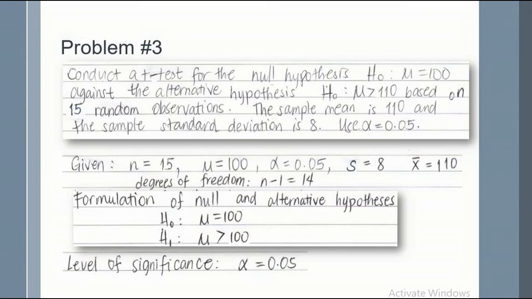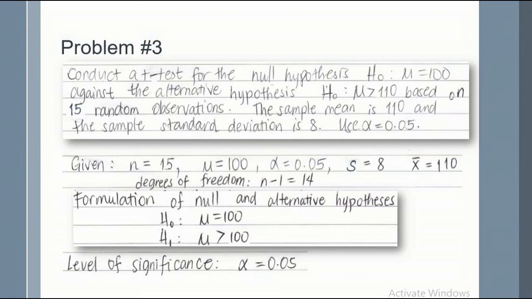Problem number 3. Conduct a t-test for the null hypothesis H0: mu is equal to 100 against the alternative hypothesis H1: mu is greater than 100, based on 15 random observations. The sample mean is 110 and the sample standard deviation is 8. Use alpha is equal to 0.05.